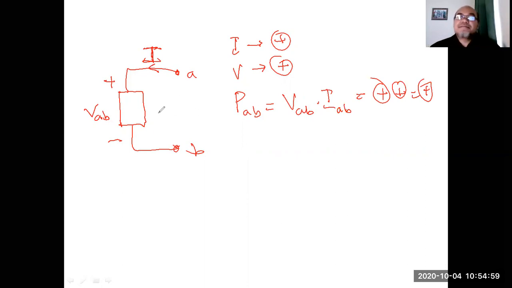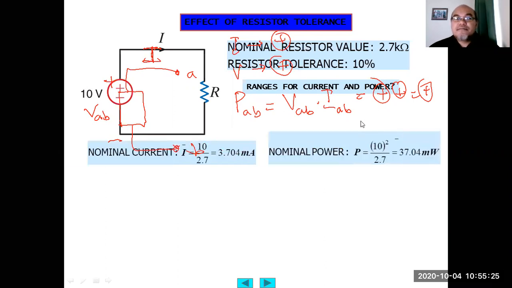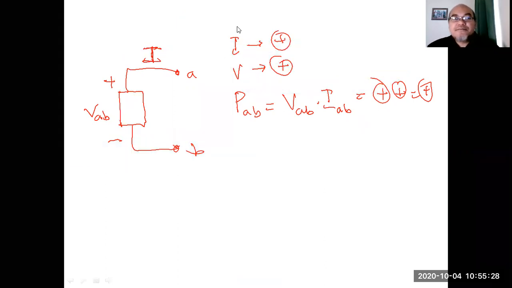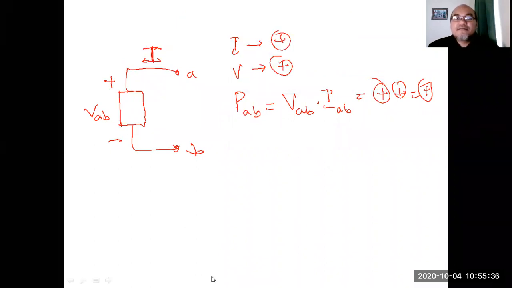So whenever the arrow is not like this, but instead, for example, let me erase this one, sorry, the current here is on the other side, like this, right?